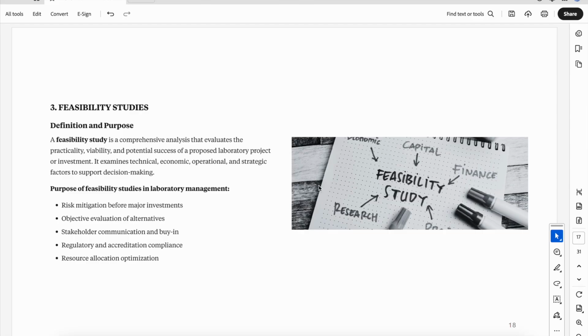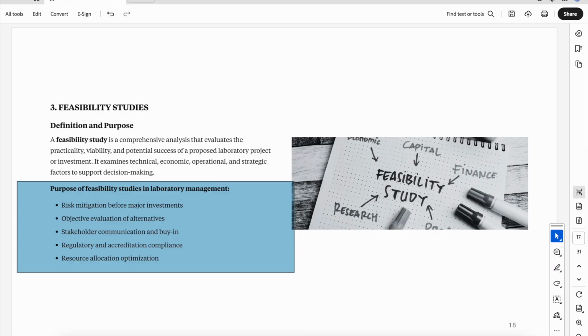The purpose of feasibility studies in laboratory management includes risk mitigation before major investments, identifying potential problems before they become expensive realities, objective evaluation of alternatives, ensuring you choose the best option among available choices, stakeholder communication and buy-in, providing evidence to support your recommendations, regulatory and accreditation compliance, demonstrating due diligence in decision-making, resource allocation optimization, ensuring efficient use of limited resources.